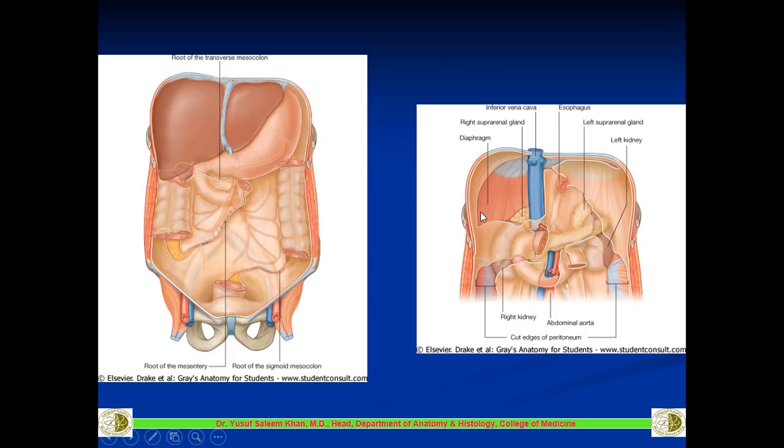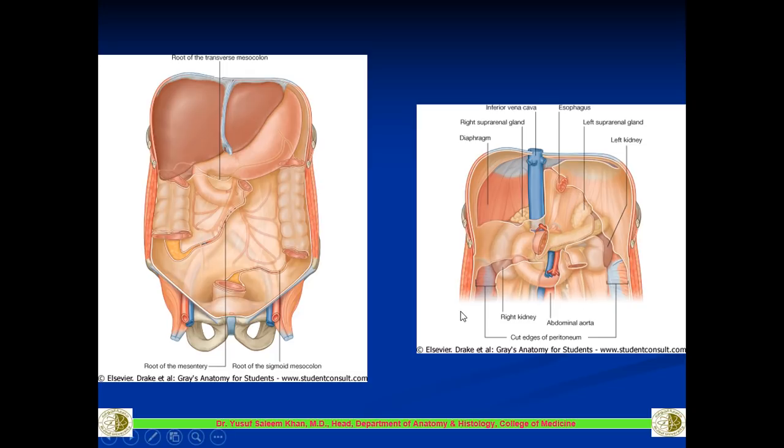Especially you can see the liver, which has been removed. Because this liver has a bare area, that part of the liver is showing as bare here. You can see the peritoneum, but you cannot see the peritoneum here because this part of the liver is bare. Similarly, the ascending colon and descending colon have been removed here, so you can see that part of the peritoneum is not there because they are retroperitoneal.